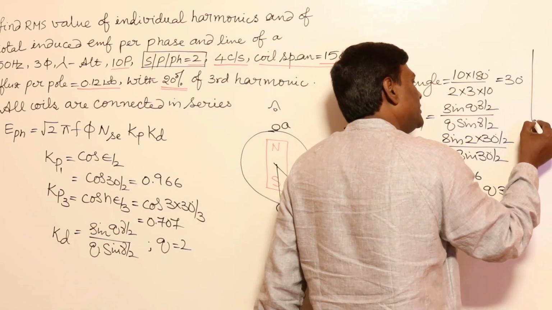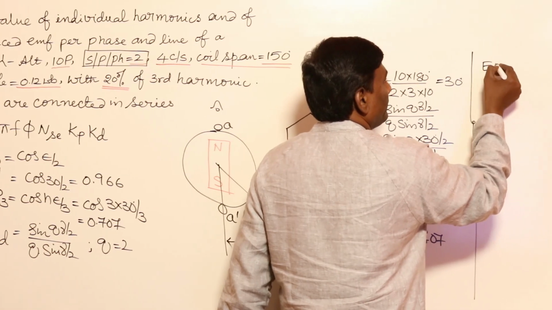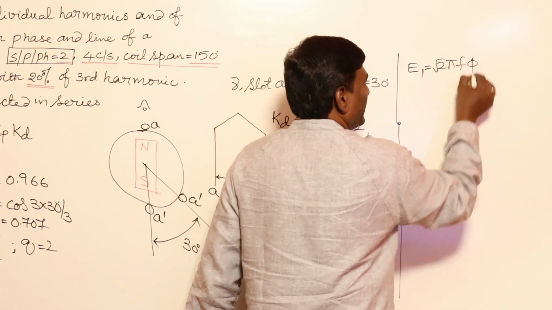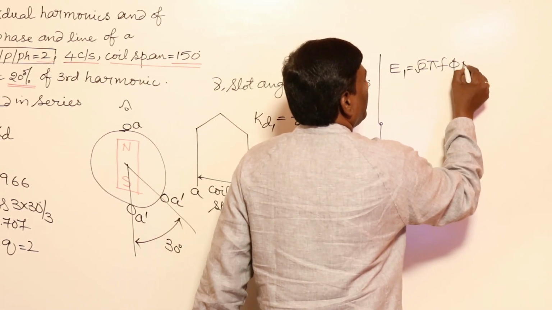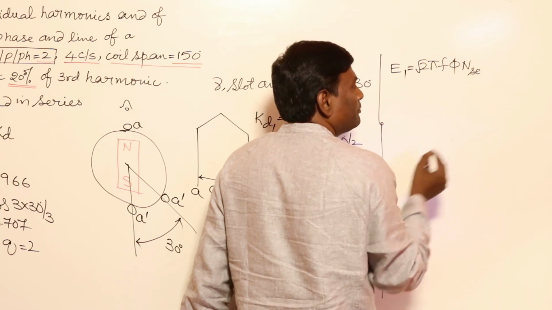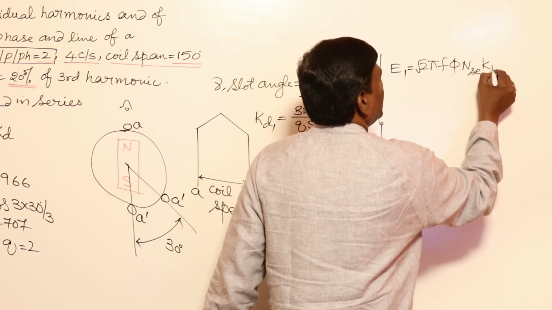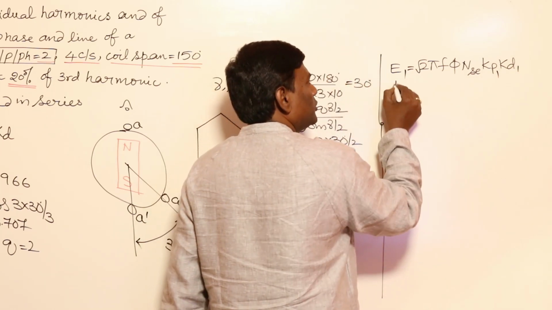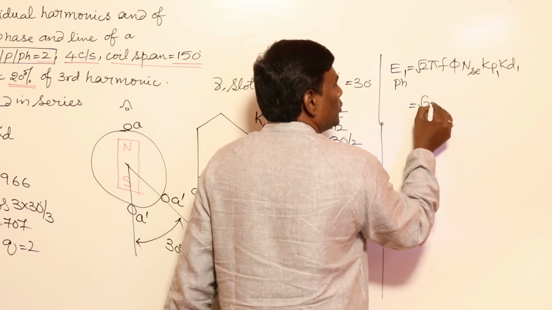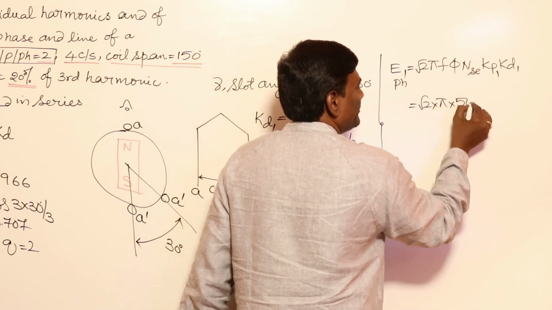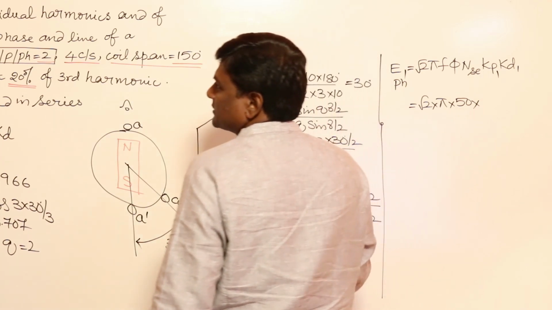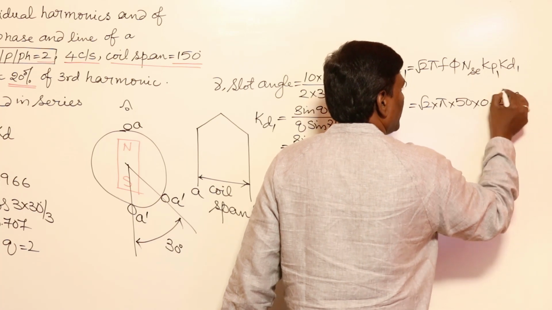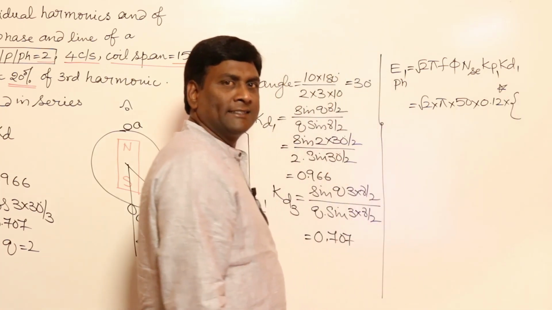Now let me calculate the fundamental induced voltage. The fundamental is going to be root 2 pi f phi times the number of series connected turns per phase into kp kd fundamental. Of course, this is going to be per phase only: root 2 into pi into frequency, given 50, into the operating flux, given 0.12, into, focus dear all of you here, the number of series connected turns.